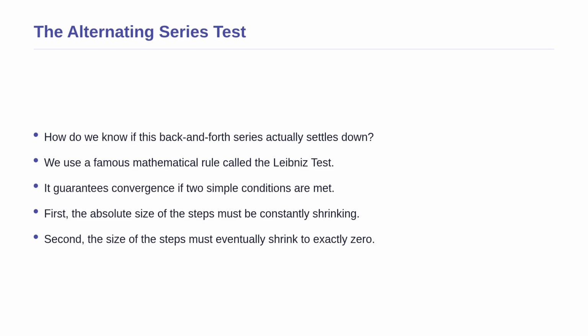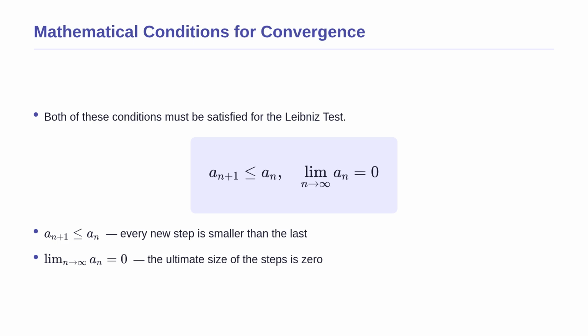First, the absolute size of the steps must be constantly shrinking. Second, the size of those steps must eventually shrink all the way down to exactly zero as we go to infinity. If both are true, convergence is guaranteed. Let us translate those two rules into formal mathematics.